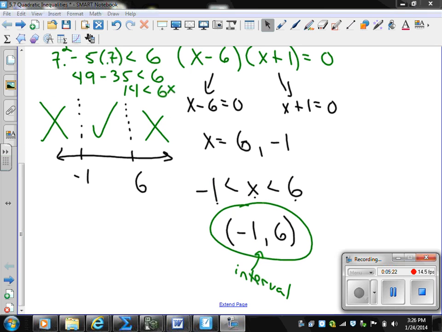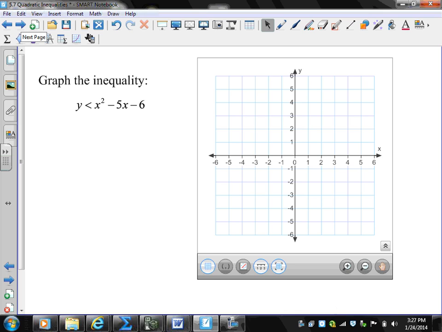Okay, so moving on to graphing an inequality. I'm going to take the same basic function. Notice how I moved the 6 over to the other side. And I'm going to graph y is less than x squared minus 5x minus 6. So the procedure is just like graphing a quadratic equation. I'm going to treat this like an equal sign.